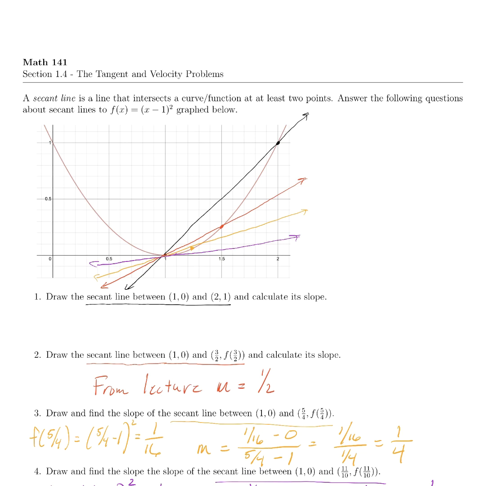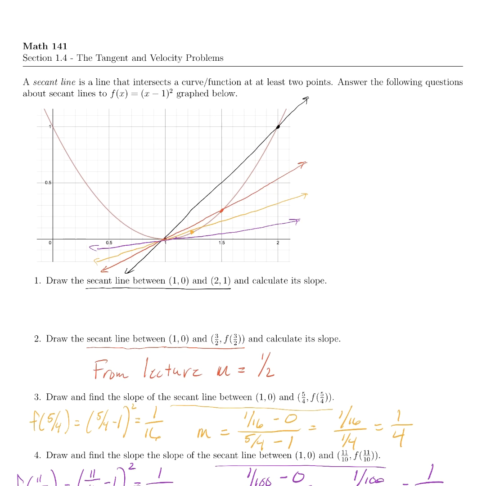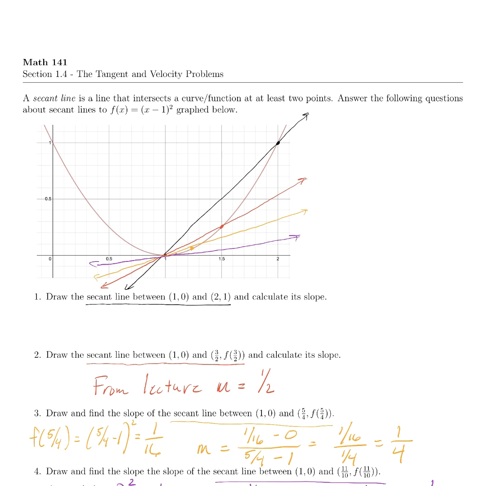Here are some solutions to the 1.4 tangent and velocity problem activity. The first page of this activity asks you to calculate the slope of 4 secant lines to the function (x minus 1) quantity squared. I've drawn in those 4 secant lines for you and color-coded them. We're going to find the slope together here of the line that is colored in black.